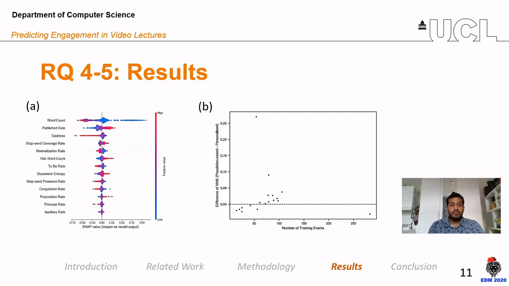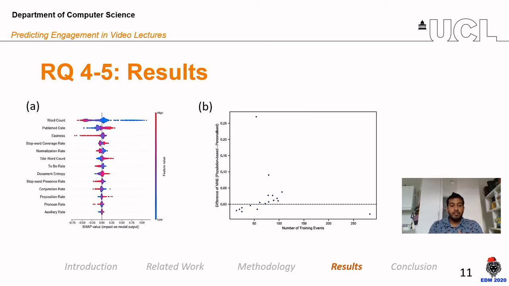We can also see from subfigure B how the context-agnostic model is useful in a cold start scenario. To explain this plot briefly, we took the most active users, a subset of users from our dataset, and then we used the context-agnostic model and a personalized model to predict the engagement of individual events. And then we calculated the mean absolute error of these predictions and the difference between the two, where one prediction comes from the context-agnostic model and one comes from the contextual or personalized model.